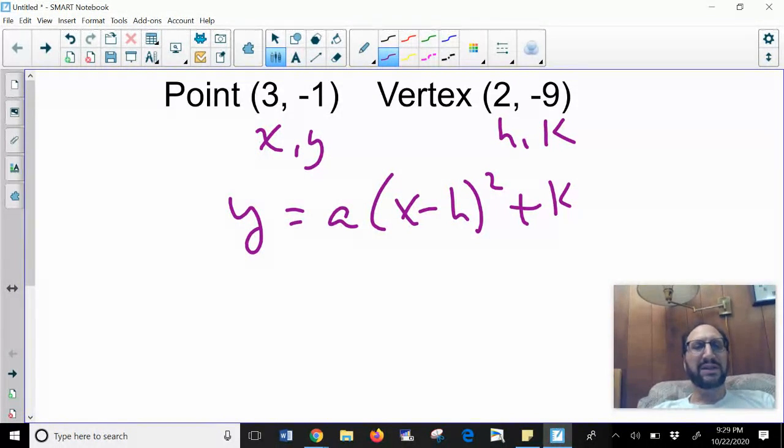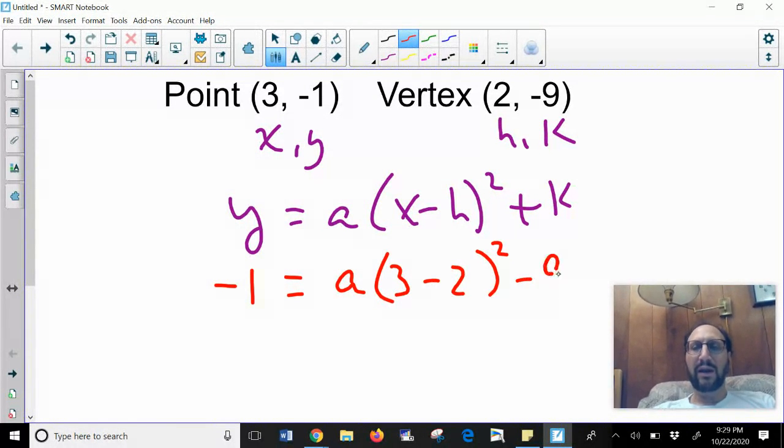So we're going to just take these four things, xy and hk, and we're going to put them in and substitute them into this equation. So the y value is -1. The a is what we're trying to find. The x value is 3 in this case. The vertex h value is 2. And the k value is -9.